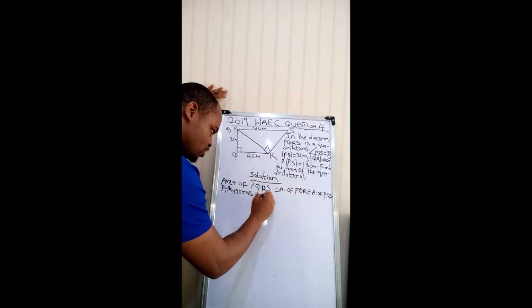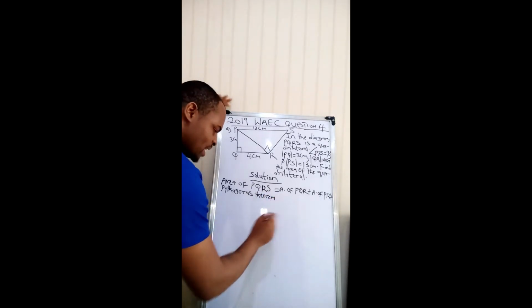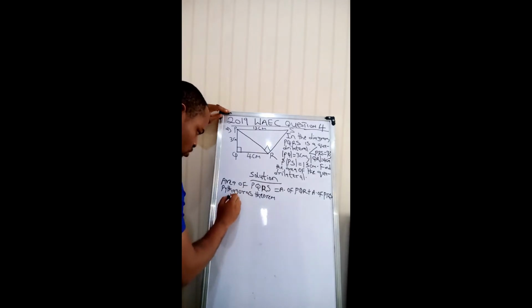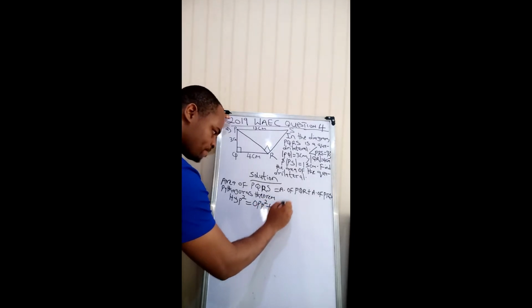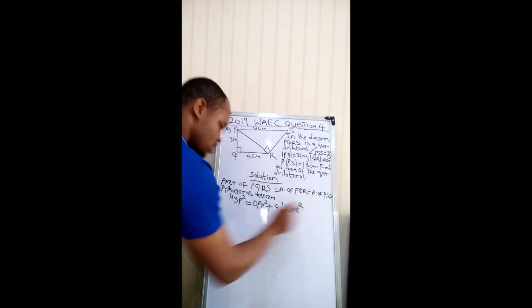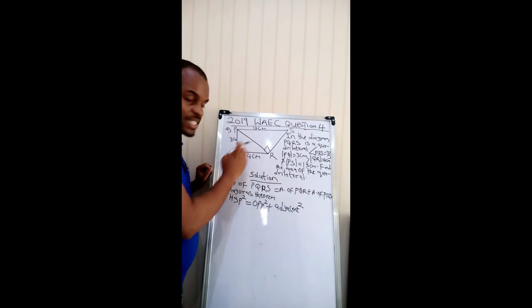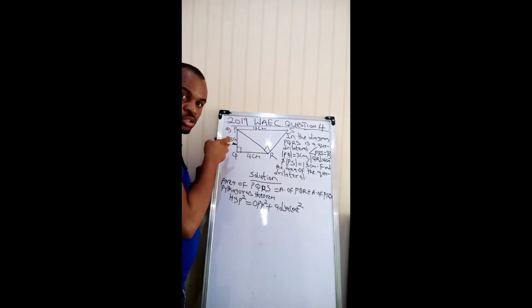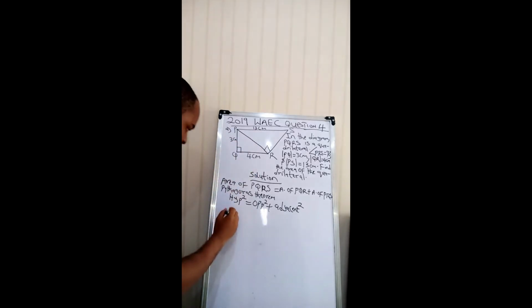By Pythagoras theorem, what does Pythagoras theorem state? It states that the square of the hypotenuse is equal to opposite square plus adjacent square. Your hypotenuse is the length facing the right angle of your right angle triangle, the side facing the 90 degrees. So this is my 90 degrees, so this is my hypotenuse.